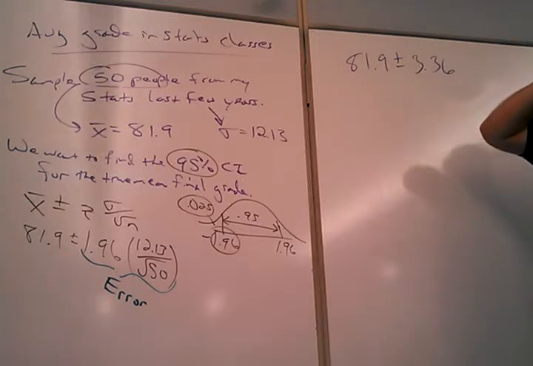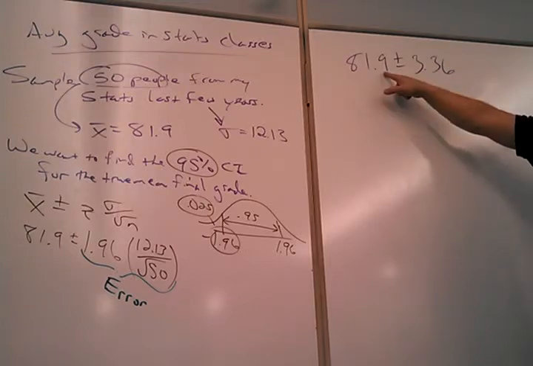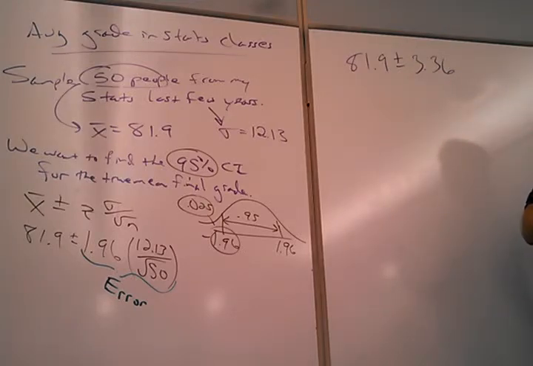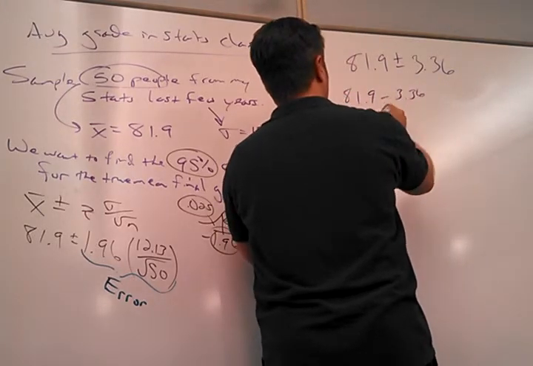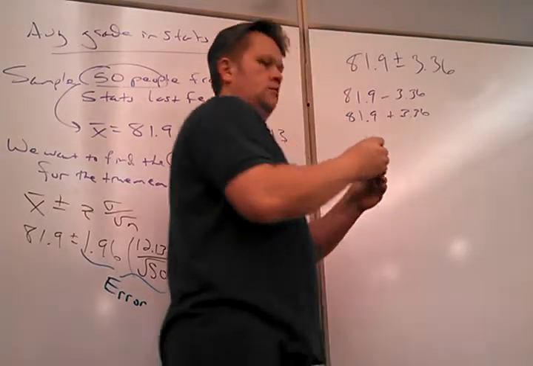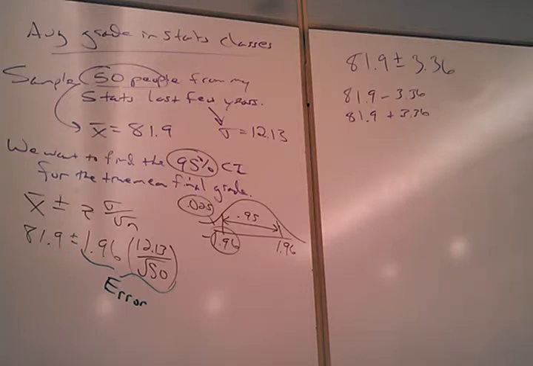You guys kind of with me? I'm a little more lenient with that. As long as you go out far enough, you're okay. But one more place than this is normally acceptable. So then what do you get? 81.9 minus this, 81.9 plus this. 85.26 for the plus I got, and 78.54 for this one. I like it. Yep. Cool.